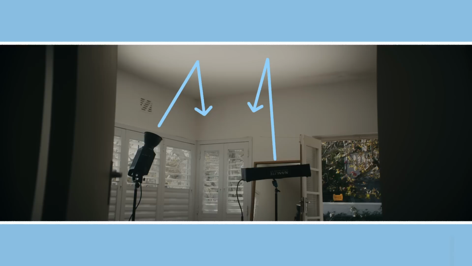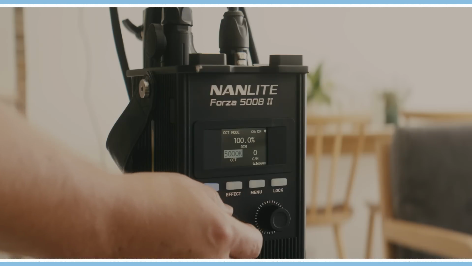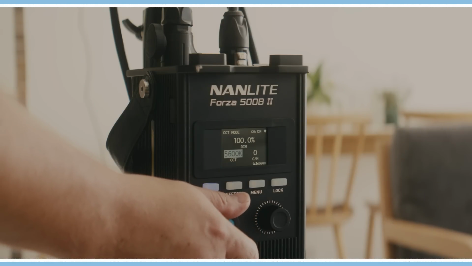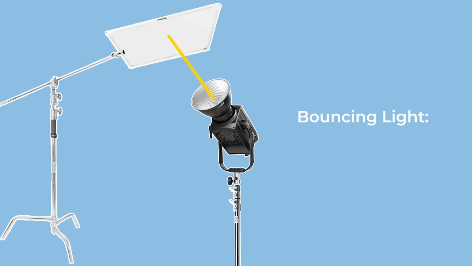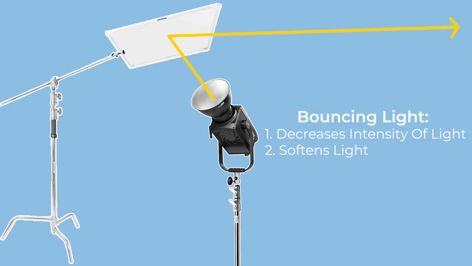The color of the ambient source should be the same as the natural ambience. In this case we have sunlight, which is about 5600 Kelvin, so I've set our light sources to the same value. Bouncing light does three things. It decreases its intensity, it softens the light, and it lifts the overall exposure in the room.